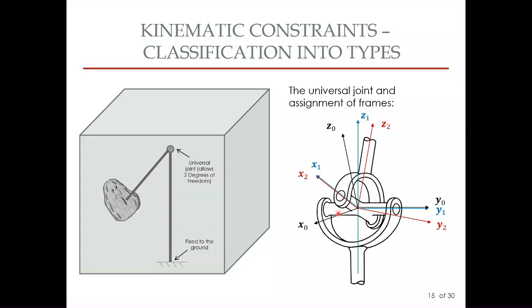So you can see this cross can rotate about this axis. Actually it is rotating about the negative y0 axis here.